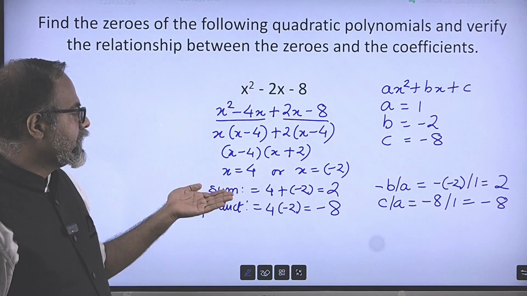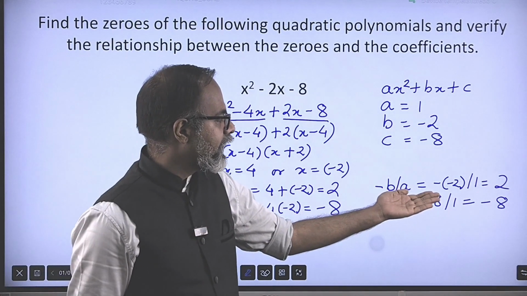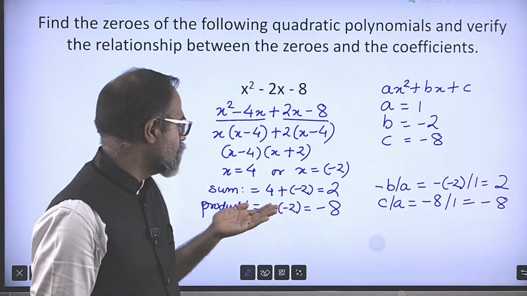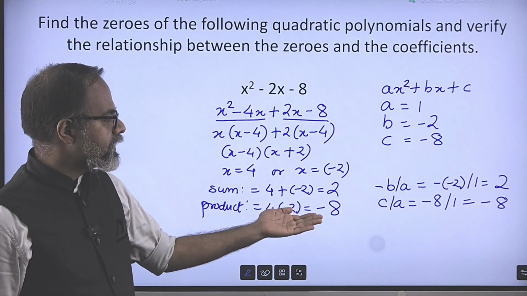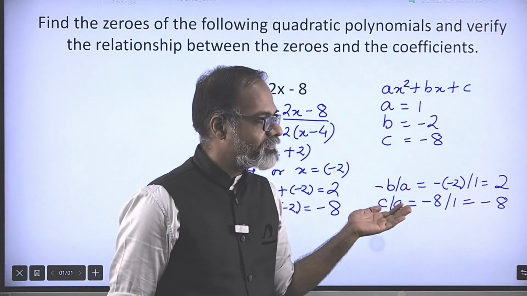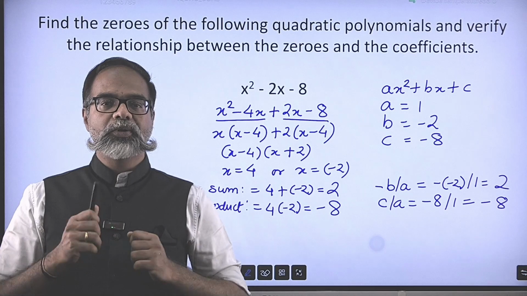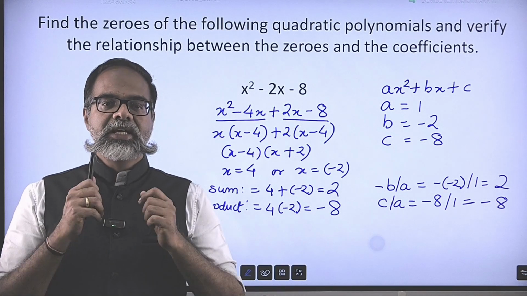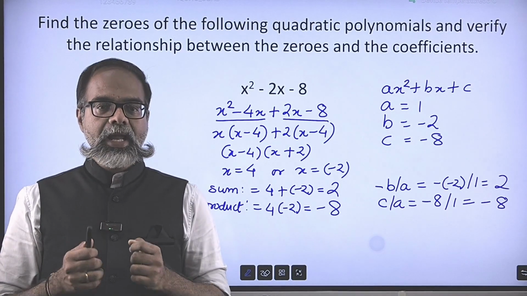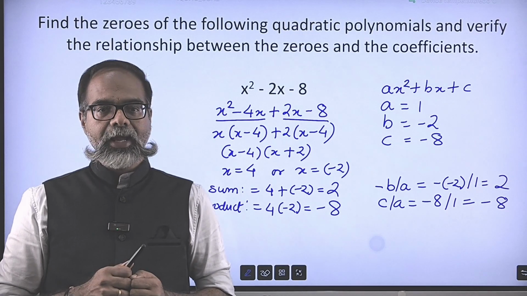As you can see, the sum of the zeros is negative b by a, the same value. The product of the zeros, minus 8, is c by a, the same value. And hence we have proven that the relationship between the zeros and the coefficients is: sum is minus b by a, product is c by a.